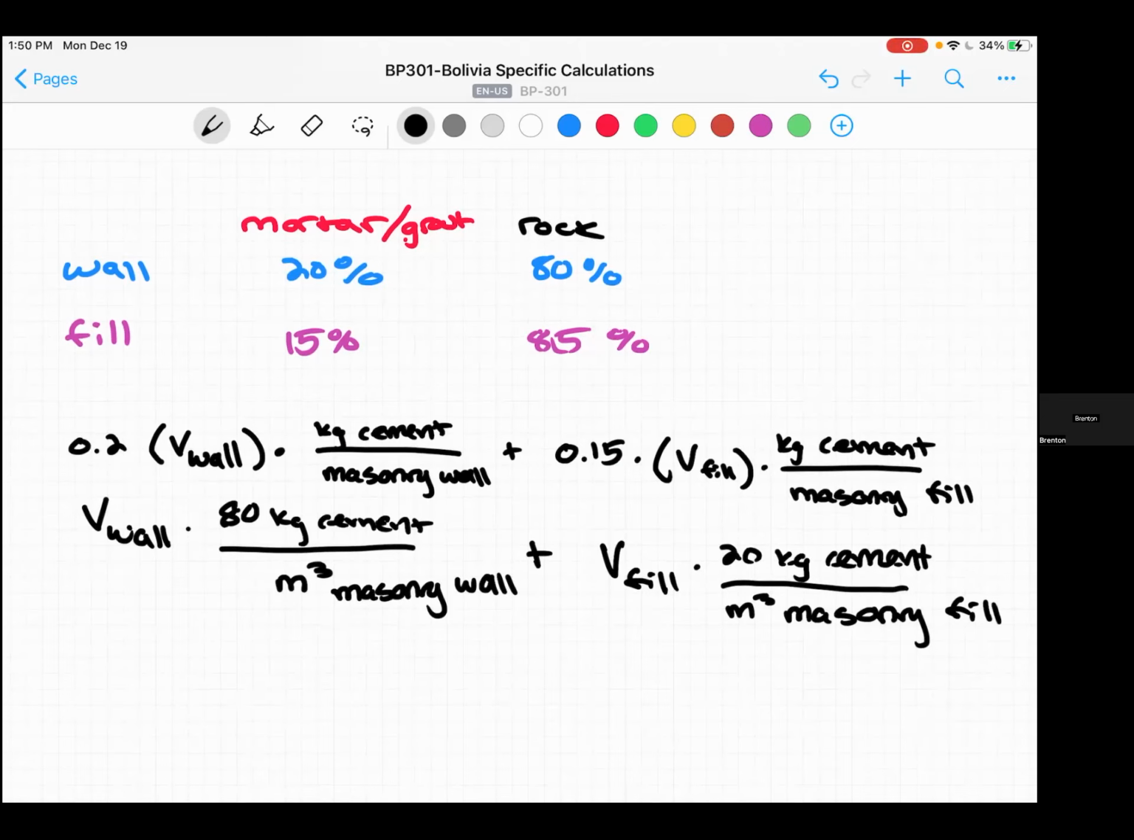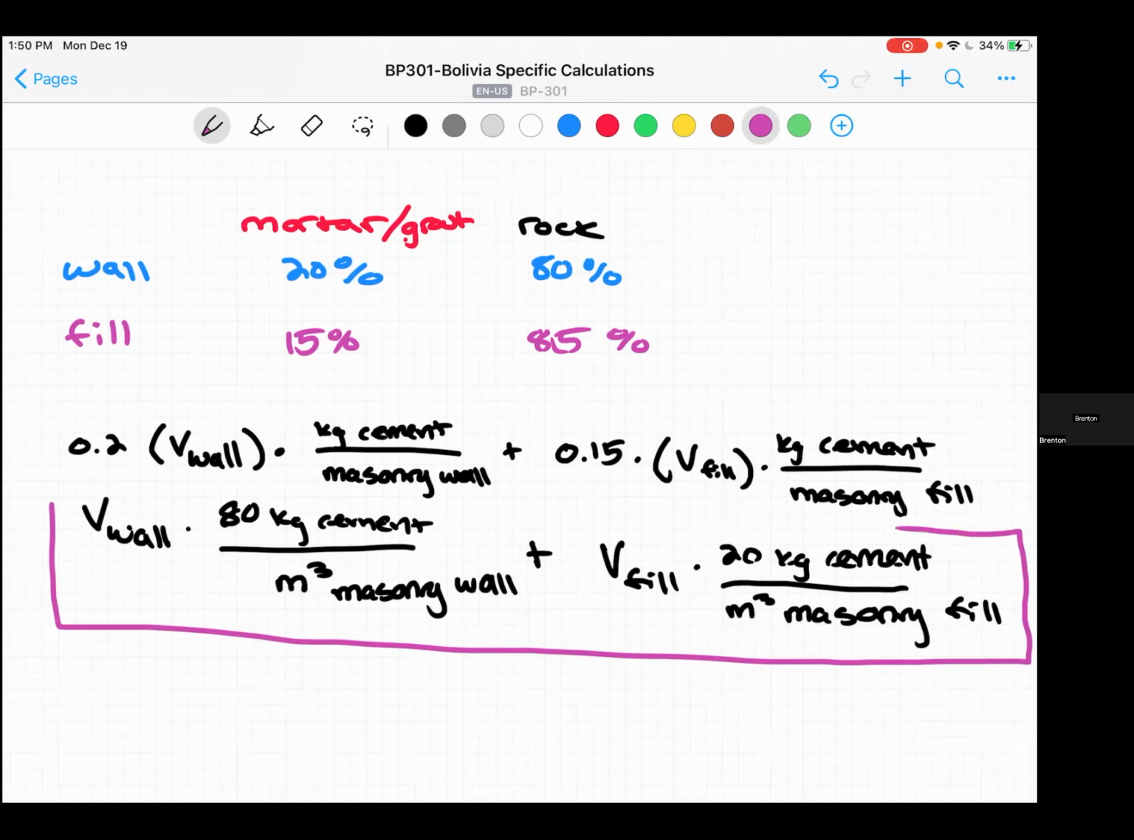And that's an example using concrete, or using cement rather, and I'll include another example below for using sand or gravel or the rock in the masonry walls to see how those calculations differ. But just as a reminder, this would be the new form of the equation, right?